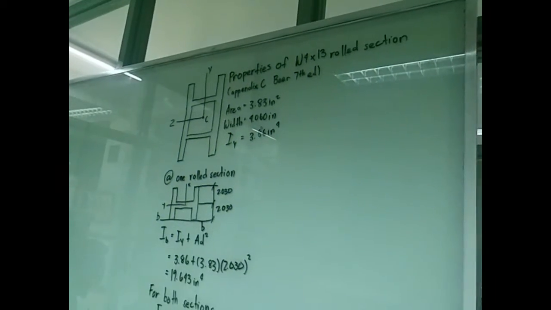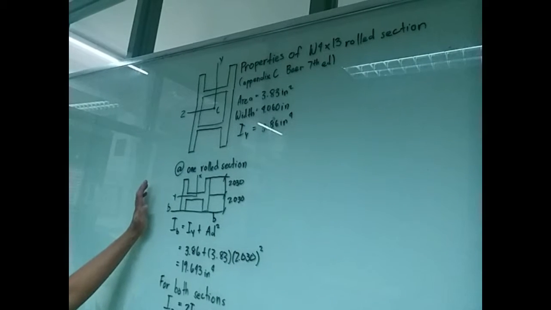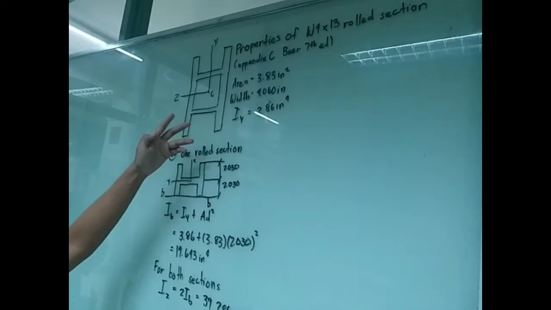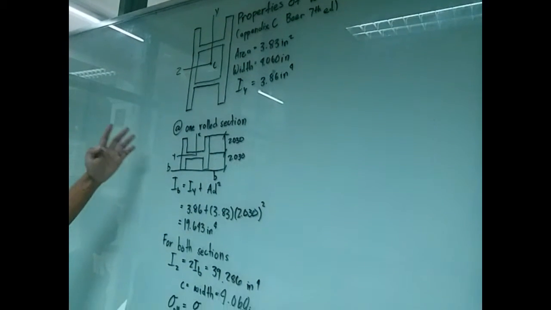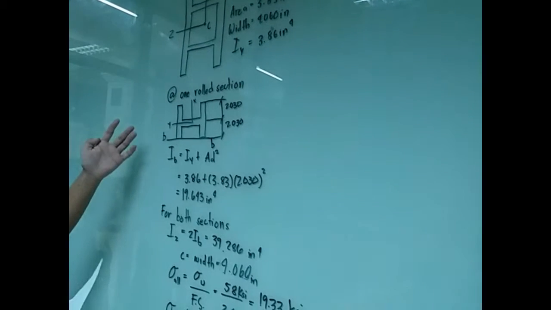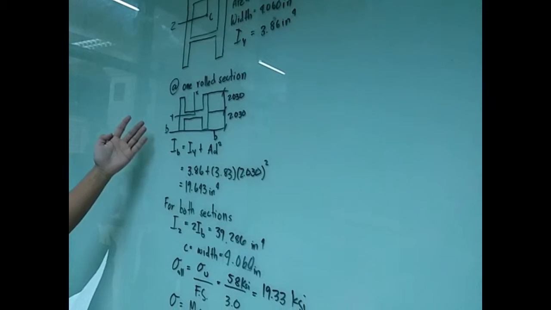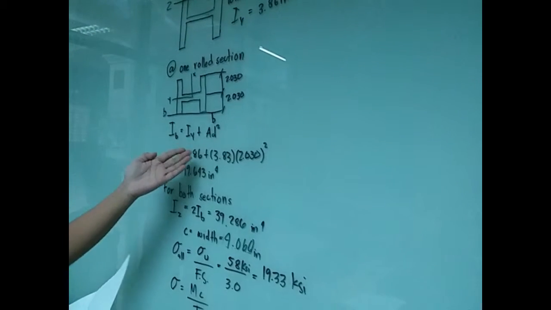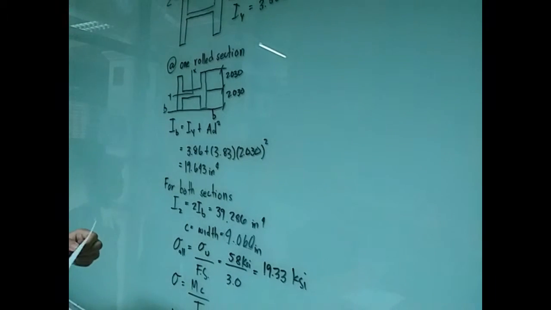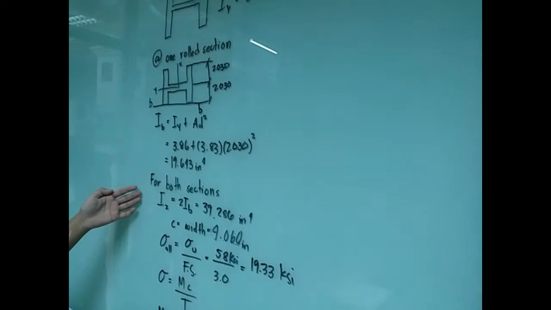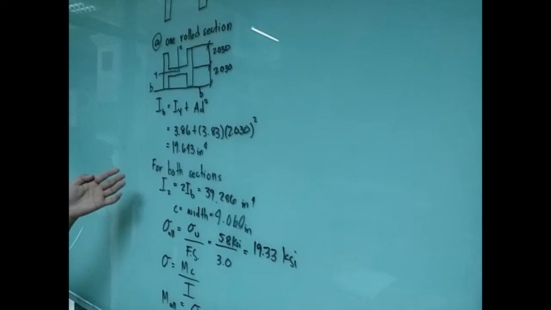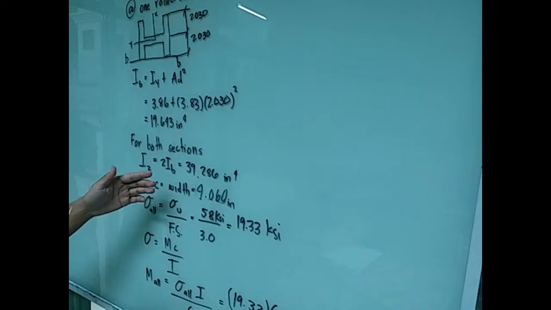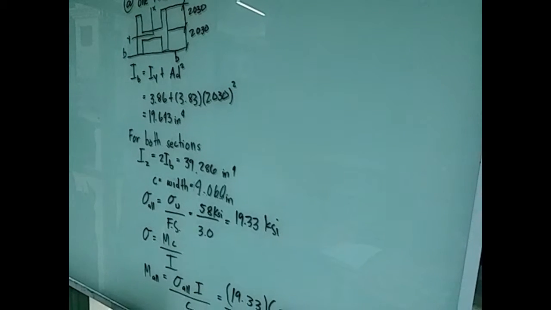Problem 2.3. The properties of the W4 by 13 rolled section. Here we are given the area, the width, and the moment of inertia. Let's look at this one rolled section. To get the moment of inertia of section B, we need to add a correction to the moment of inertia presented by A d squared. Now, for both sections, we multiply the inertia of section B by 2 and we obtain 39.286 inches to the 4.